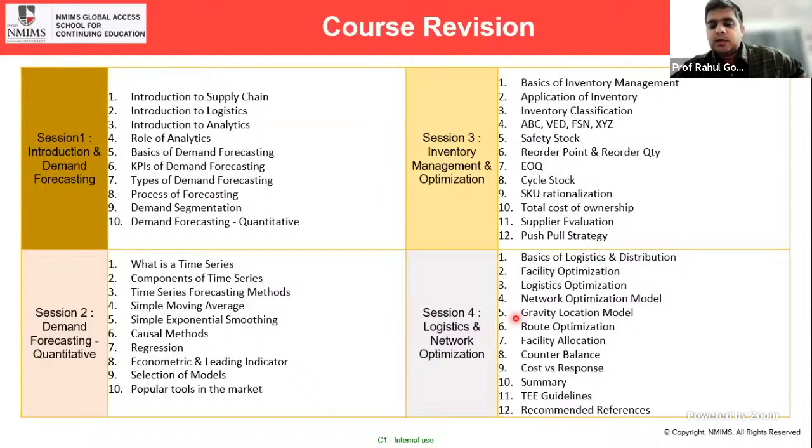In network and logistics optimization, we looked at the basics, facility logistics, right? 4 models basically, and the steps involved in the models for selecting the location. Network, gravity, route, facility, right? Cost versus response trade-off, right? And the summary of the overall logistics and network optimization course, some of the recommended references, and TE guidelines.